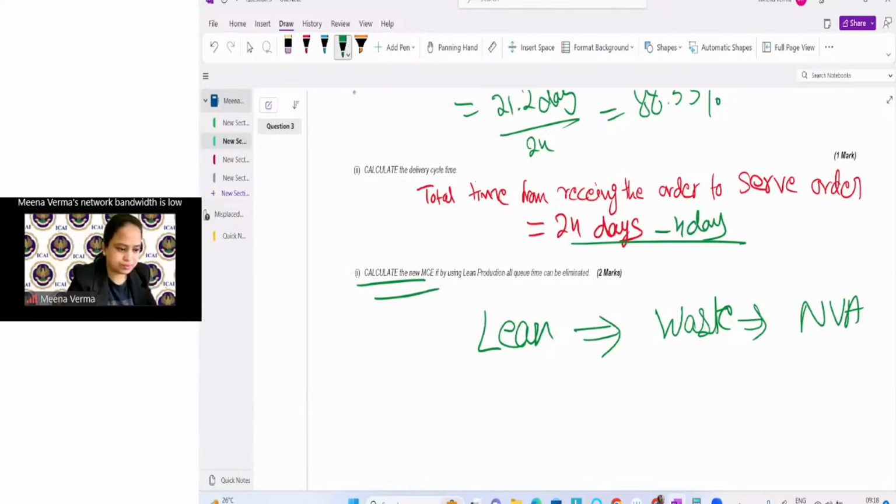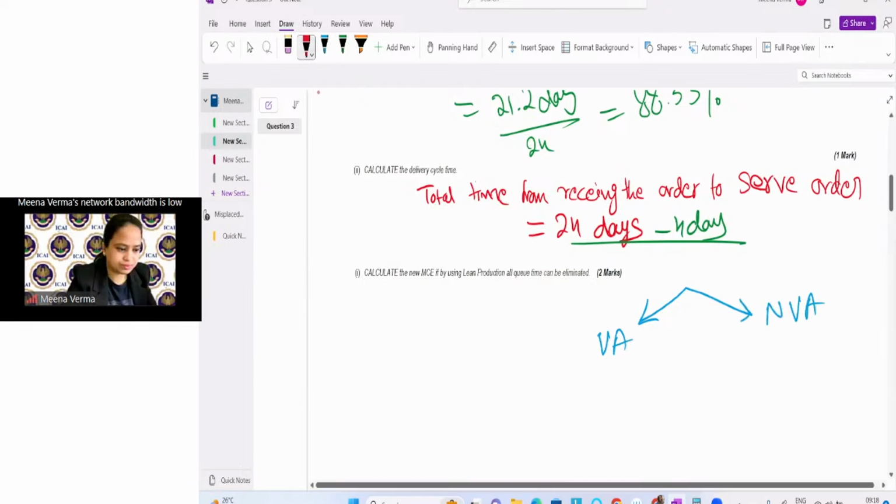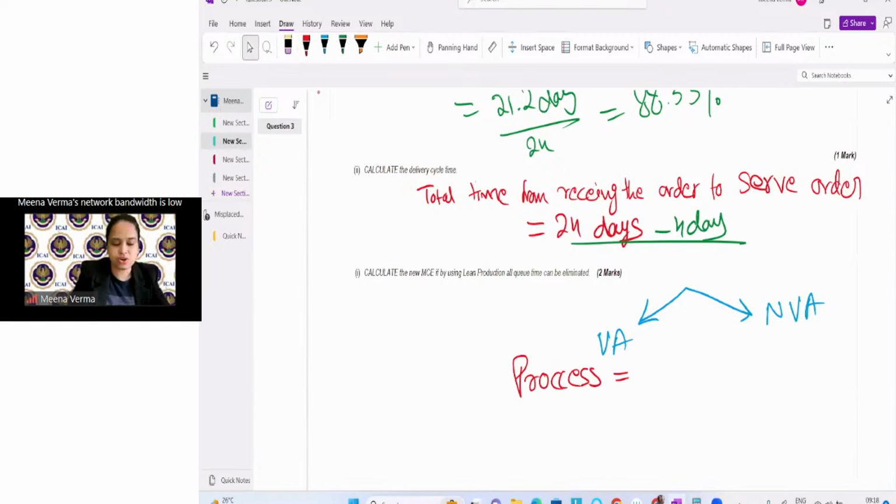If we remove the queue time, what will happen? Again, let's see what the value added activity and the non-value added activity are. You can see process time was a value added activity. What was your process time? It was around 2.8 days. So we will consider 2.8 days here as the process time.